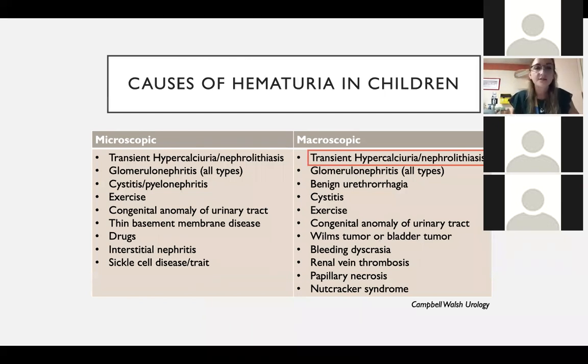The causes of hematuria in children can be divided using different classifications. One of the most popular is the classification between micro and macroscopic hematuria. Some of the etiologies can cause both micro and macroscopic hematuria.